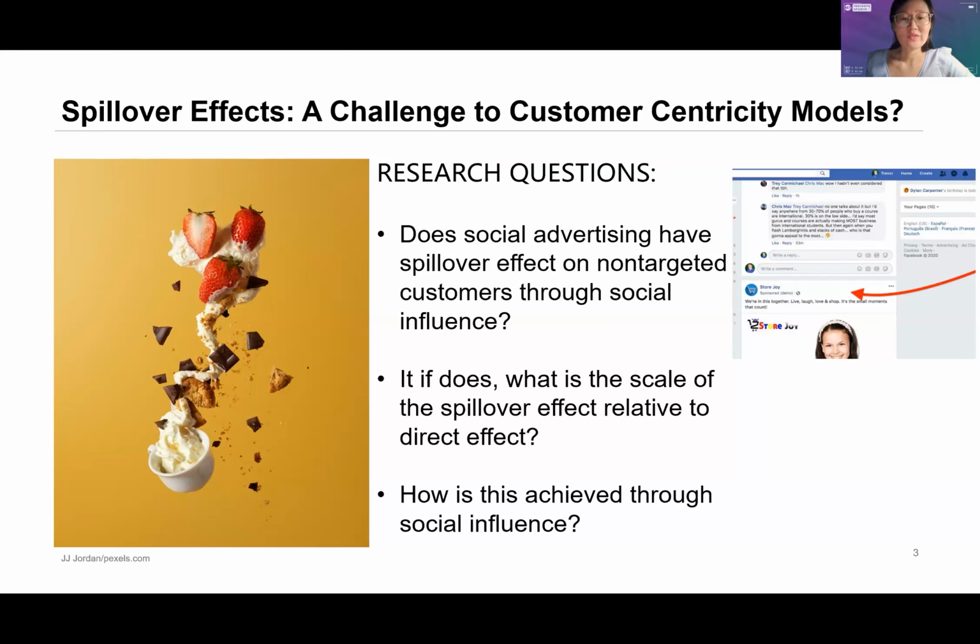Regarding spillover effect, we raise 3 research questions. Firstly, does social advertising have spillover effect on non-targeted customers through social influence? Secondly, if it does, what is the scale of the spillover effect relative to direct effect? And thirdly, how is this achieved through social influence?